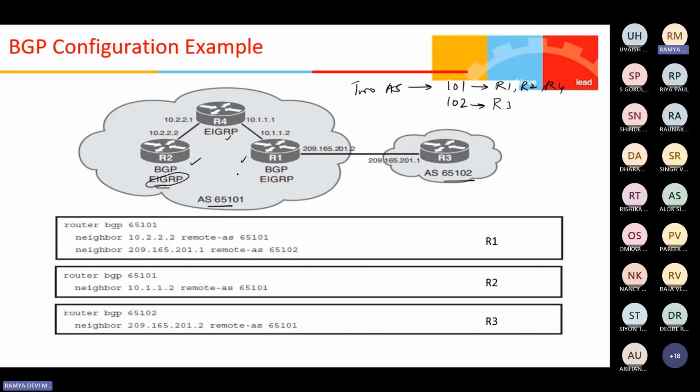Okay, so BGP will be configured for external communication. From one autonomous system to another autonomous system, we'll be using BGP. Fine. So between these two autonomous systems, we'll be using border gateway protocol.